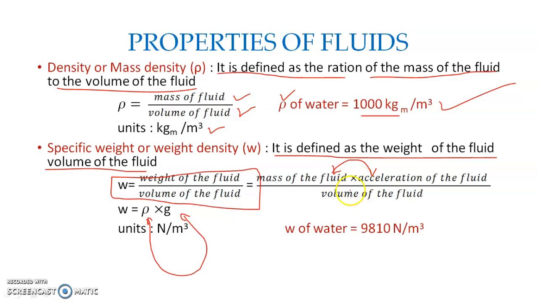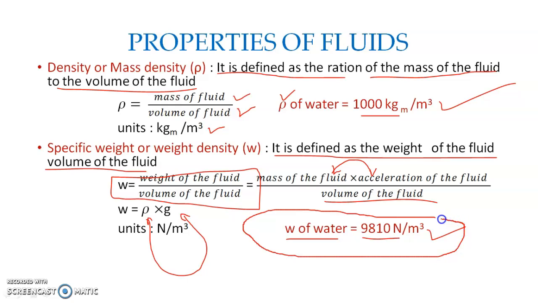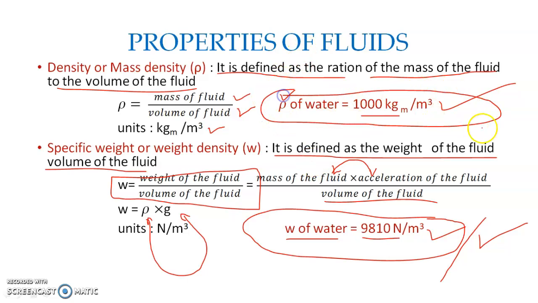Clear? Next, weight per unit volume. Normally the specific weight of water is equal to 9810 Newton per meter cube. This value is very important. In objective type questions, these types of questions are very important. So the specific weight or weight density of water is equal to 9810, and the density of water is equal to 1000 kg per meter cube. Note these two points.